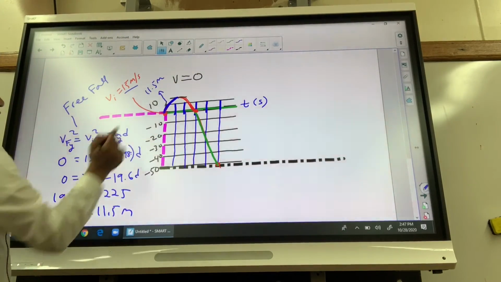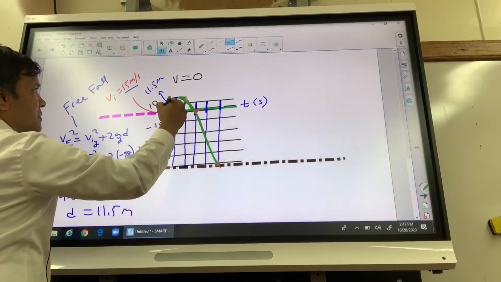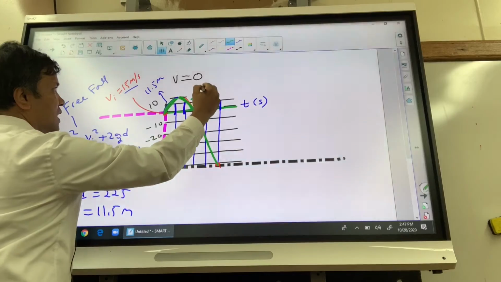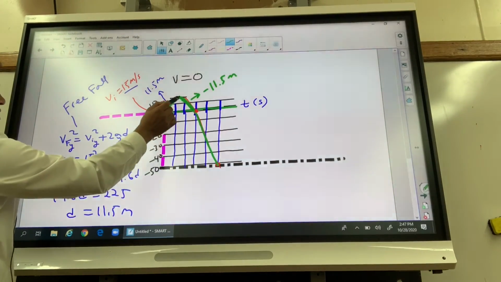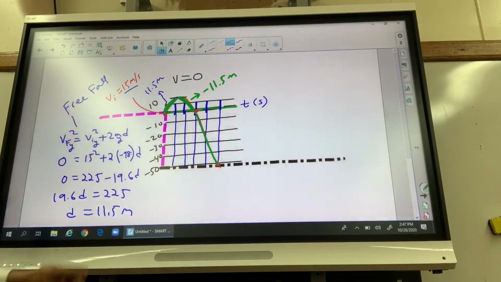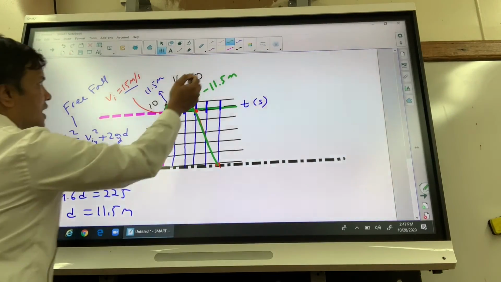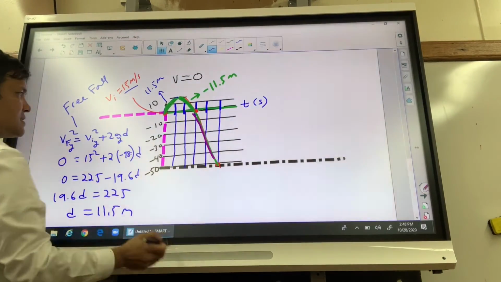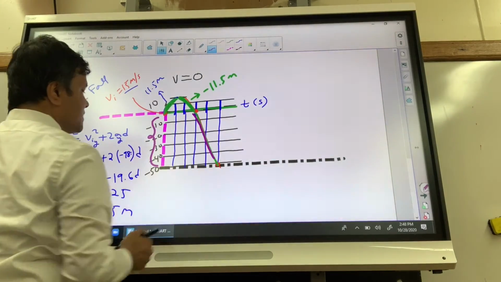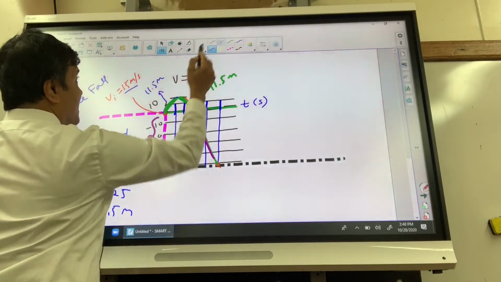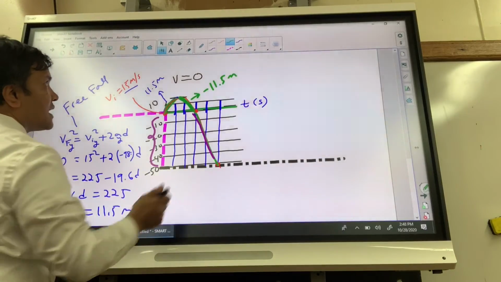If this is 11.5 meters, then this green is supposed to be also 11.5 meters because it is symmetric. So this is also negative 11.5 meters. If we talk about distance, then we take the absolute value. Now we are talking about this red part, which we know is negative 50. So let's add them up: the red, the green, and the blue.